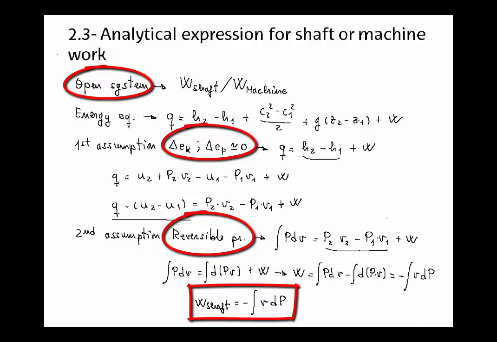This expression is valid only if kinetic energy variation and potential energy variation between inlet and exit are negligible, which, as mentioned, is very usual in the majority of the open systems that exchange shaft work. And this is a very important point: only if the process can be assumed as reversible.